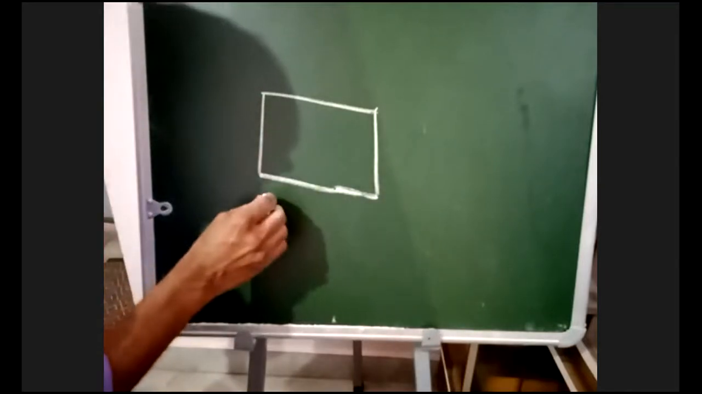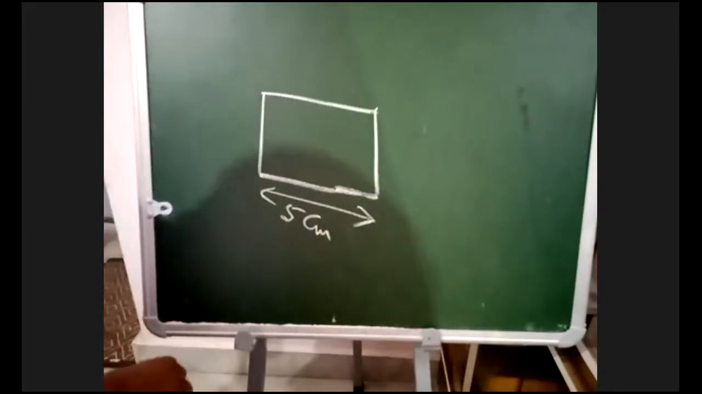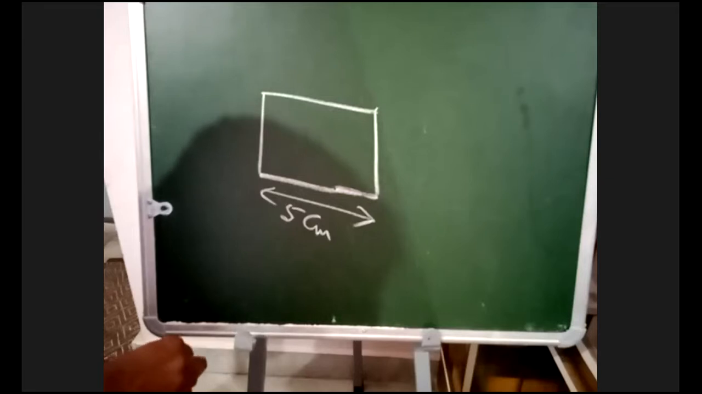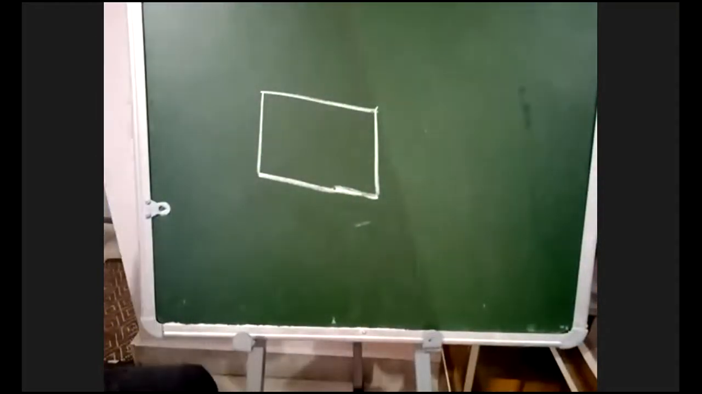It may be a zigzag iron piece that I am cutting. One iron sheet I am taking, and I am cutting that iron sheet. The length, let us take 5 centimeter. And thickness. What do you mean by thickness?